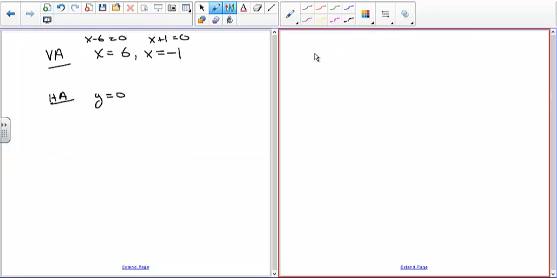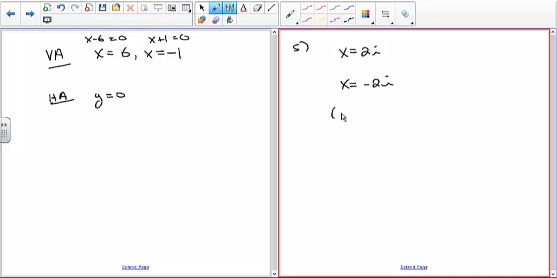Okay, the next one, so this is in the review. If I give you one complex zero, then the other complex zero is going to be the complex conjugate. So those are the two roots. I gave you one, you automatically can get the second one.